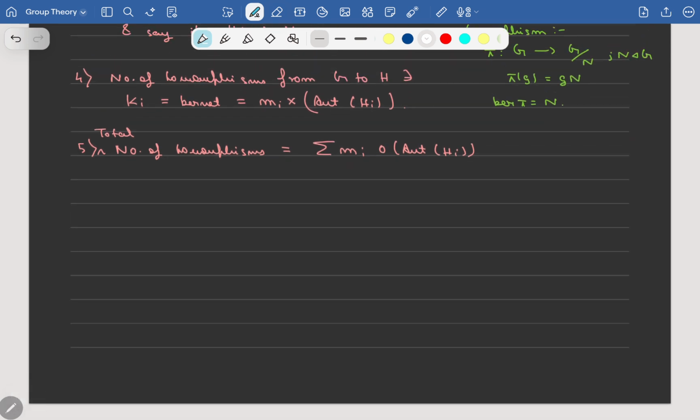Okay, so for example, let us take a very interesting example. In fact, we are going to explicitly do this: find all group homomorphisms from Q8 to A4.